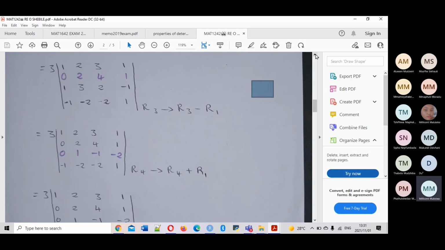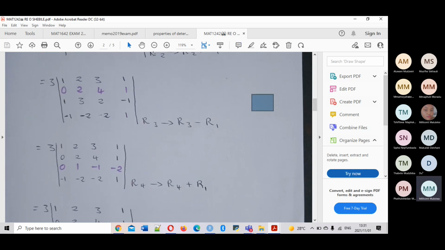So now it means we are going to have something like this. If we say row 3 is given by row 3 minus row 1, it means here we're going to say 1 minus 1, and we get 0, which is this. We're going to say 3 minus 2, we have 1. We're going to say 2 minus 3, and we get negative 1, and you proceed the way it is.